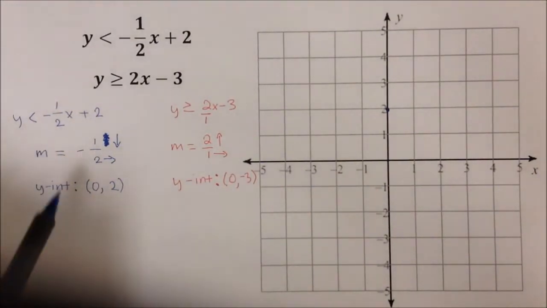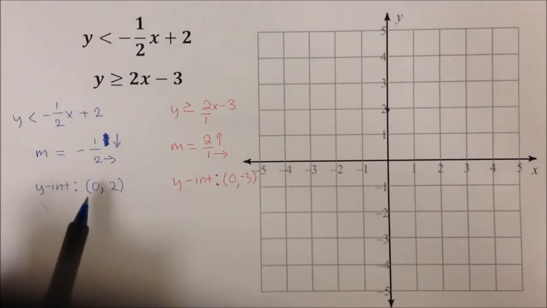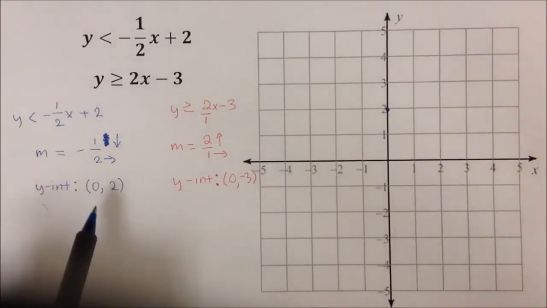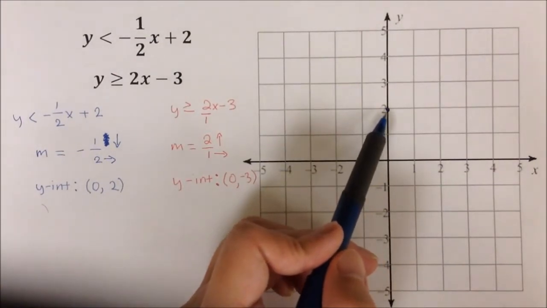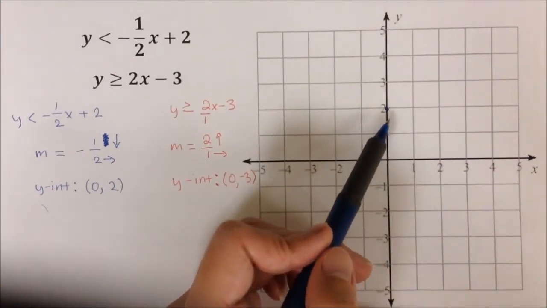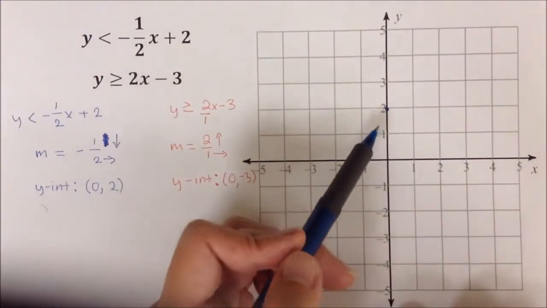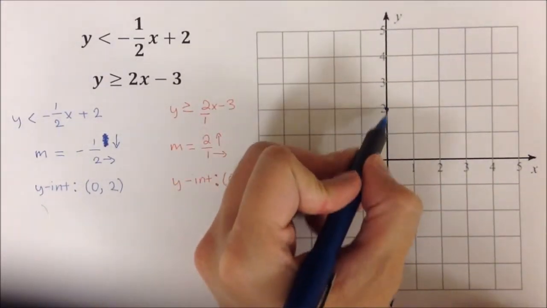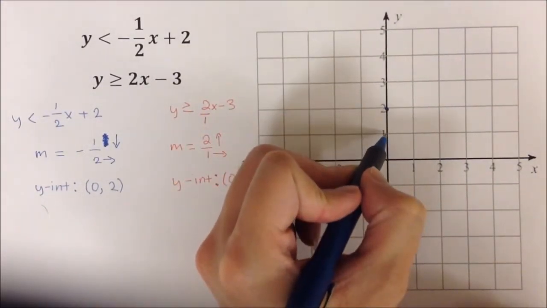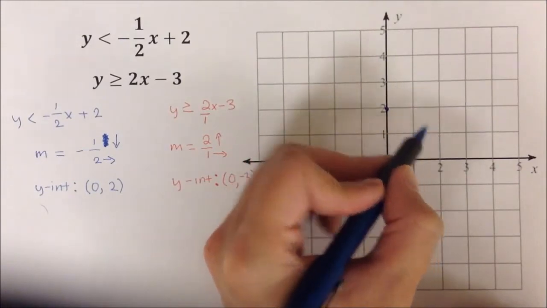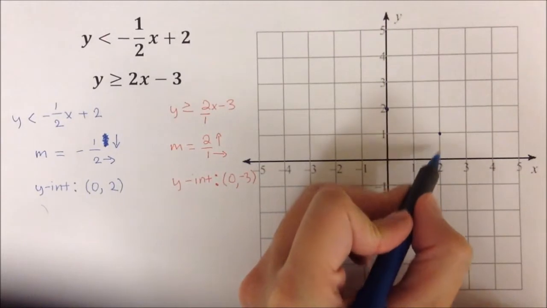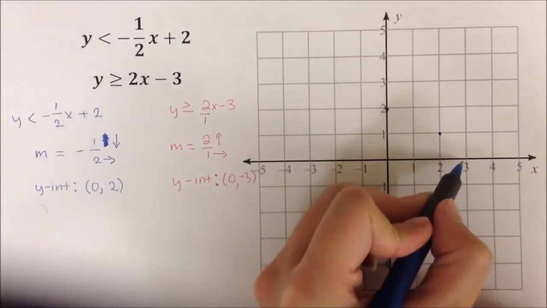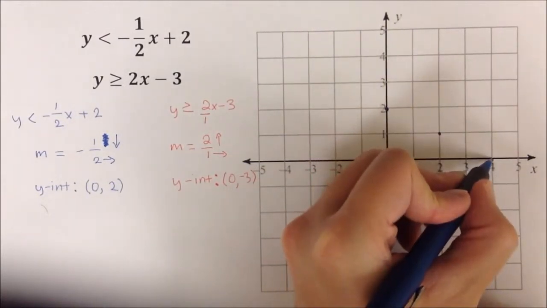Alright, for the first inequality, I'm going to start at 0, comma 2. So that's a coordinate point on the y-axis right here. Next, I'm going to use the slope. It tells me to go down 1 unit and right 2 units. And I'm going to repeat the process. Down 1, right 2, right here.